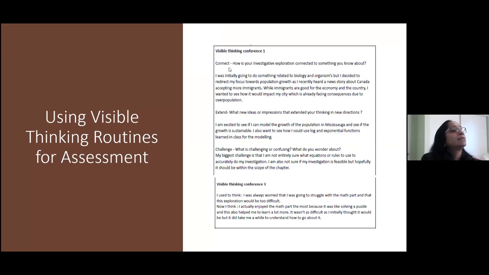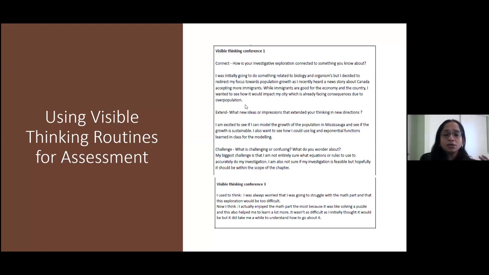The first one was connect. How is your investigative exploration connected to something you know about? She says, I was initially going to do something related to biology and organisms, but I decided to redirect my focus towards population growth as I recently heard a news story about Canada accepting more immigrants. While immigrants are good for the economy and the country, I wanted to see how it would impact my city, which is already facing consequences due to overpopulation.